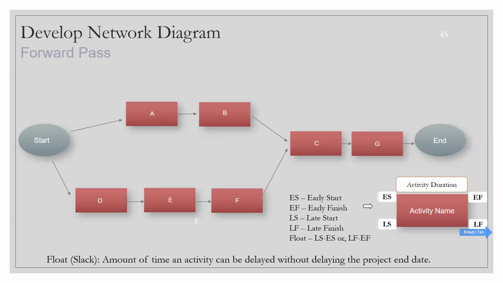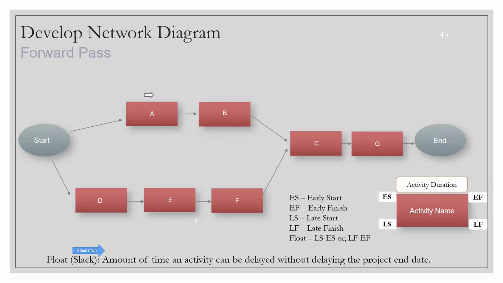This is nothing but, in plain English, if I start early, then I finish early. If I start late, I finish late, right? Now the point is there is a concept called float. Float means late start minus early start, or late finish minus early finish. Float in plain English is called buffer. And sometimes the PMP exam will call float slack. They both are the same, float or slack. And it means the amount of time an activity can be delayed without delaying the project end date.